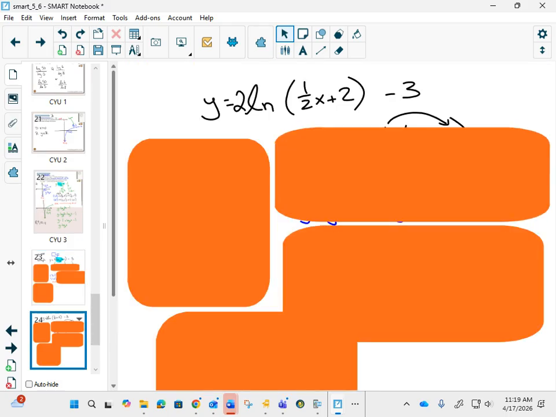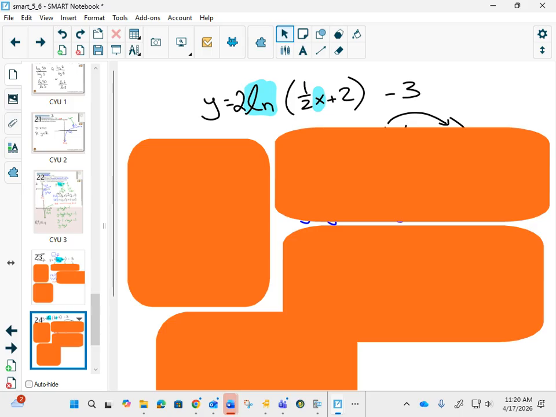For the next one, I want you to graph. So again, I'm gonna look at this. What is my parent graph? What's the parent graph? The natural log of x. So if I take out my highlighter, there's my natural log, there's my x. Everything else is going to be a transformation.